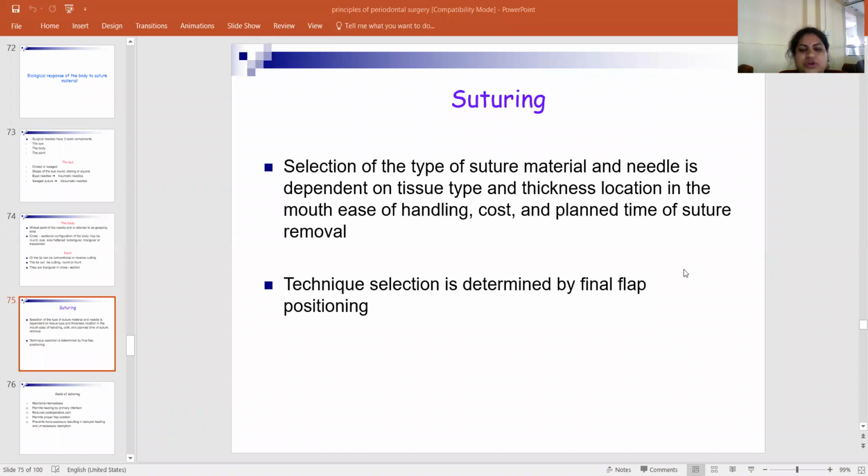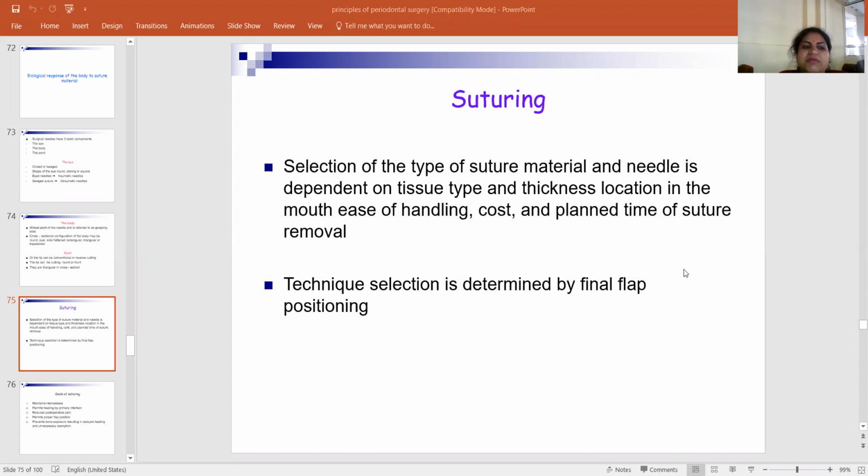Technique selection is also determined by final flap positioning. So selection of suture material basically depends upon the location of where you are going to perform a suture, and where the removal of the suture material will not be difficult.